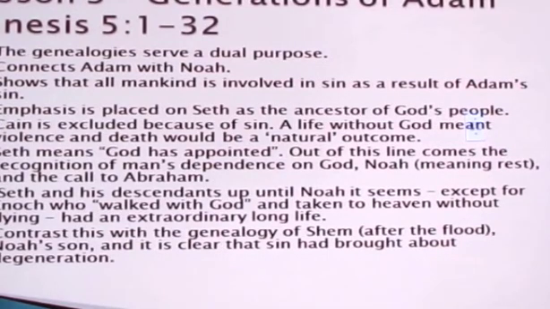Contrast this with the genealogy of Shem after the flood, Noah's son. Then you see how it goes from 500 down to 200. Degeneration. And that is how, today for example, we say that diseases are carried over by DNA.